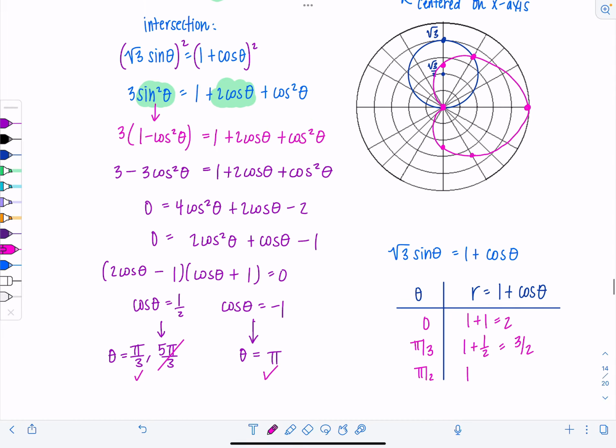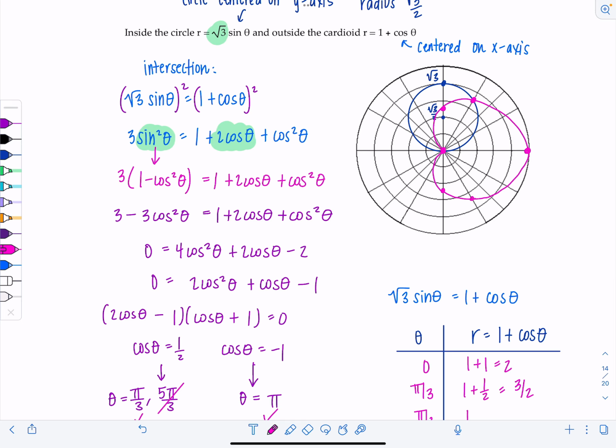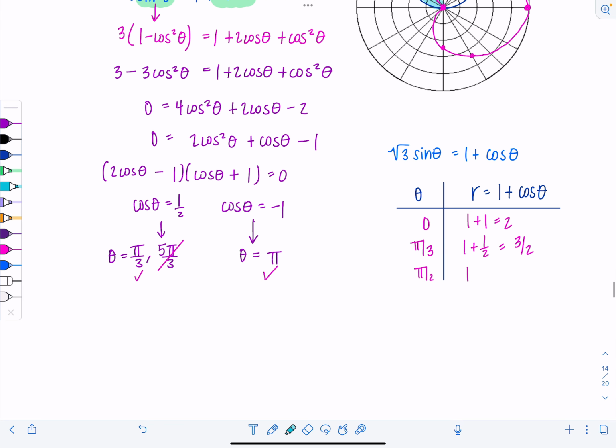And then let's see if we can identify the region that we have to find the area of. Inside the circle, outside the cardioid. It's this right here, right? Okay, so when you have an area bounded by two regions, the formula is as follows.